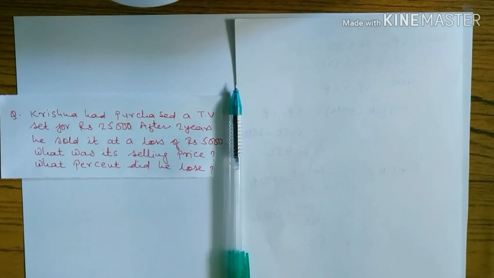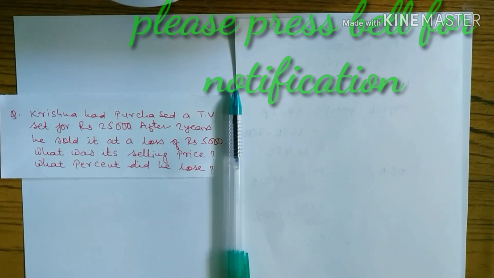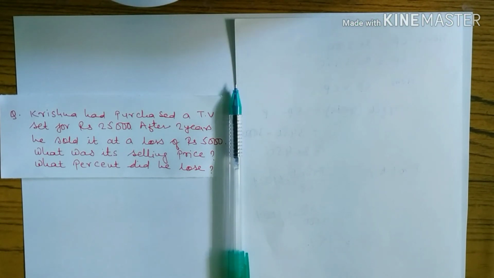Okay, now we have one question. Krishna had purchased a TV set for rupees 25,000. Purchase means CP. Cost price is 25,000. After 2 years, he sold it at a loss of 5,000. Means after 2 years, while selling that TV set, he got a loss of 5,000. What was its selling price? We have to find out SP. At what price he sold that TV, and what percent did he lose? We have to find out loss percent.